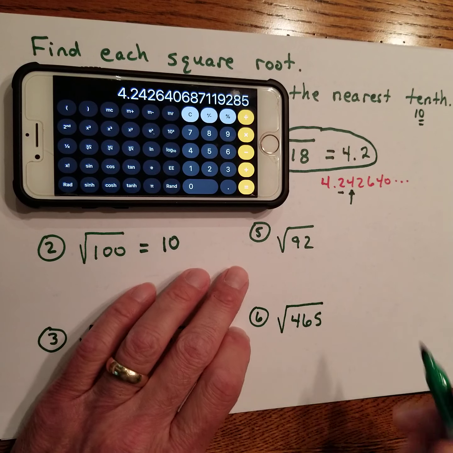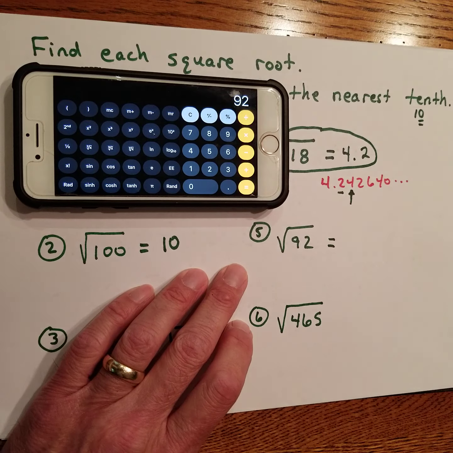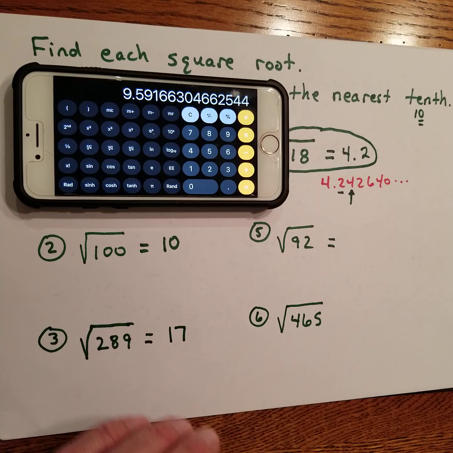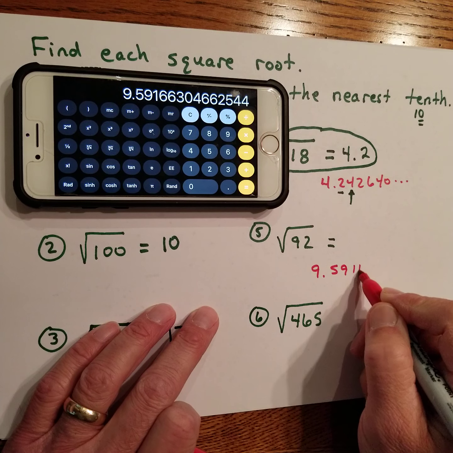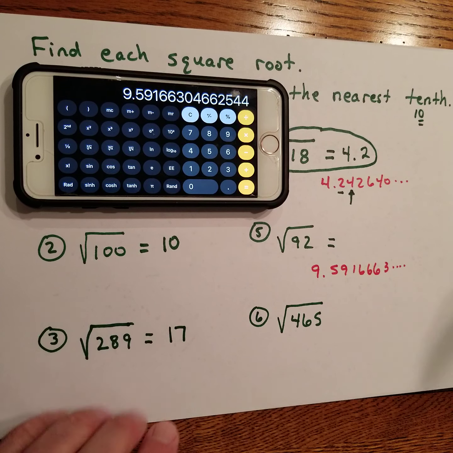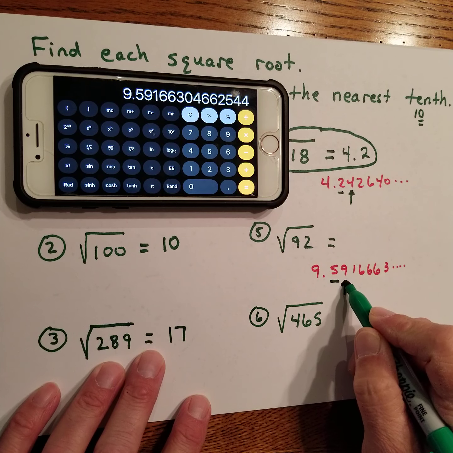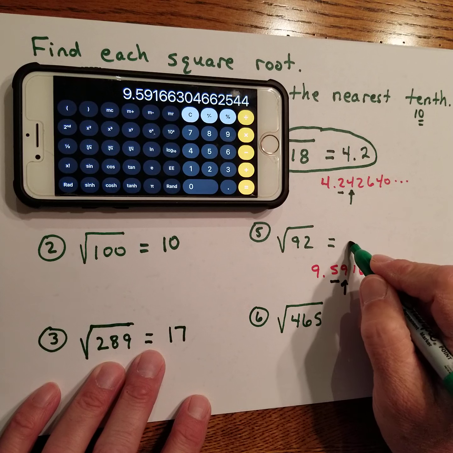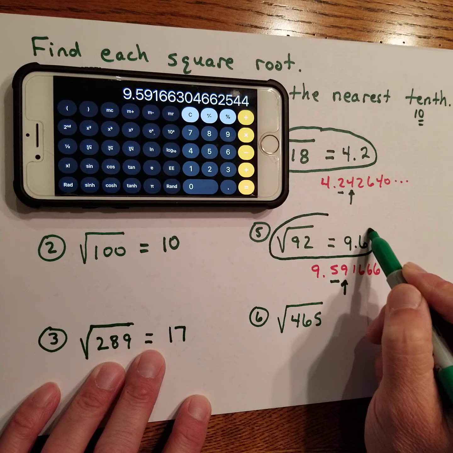Let's try that again for number 5. The square root of 92. On my calculator, I type in 92 and hit the square root button. On your calculator, you might hit the square root button, then type in 92 and hit equals. My calculator gives me this big mess. But my instructions say to round to the nearest tenth. That's one place value. So check the next place value out. And if that's large, 5 or bigger, then that 5 rounds up to a 6. The square root of 92 is approximately 9.6.